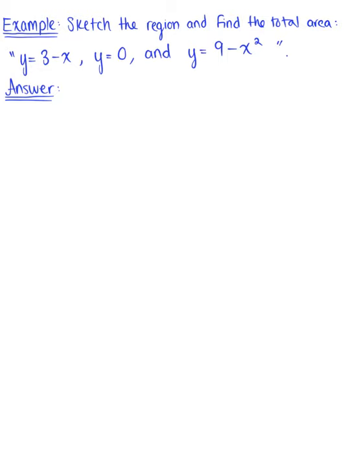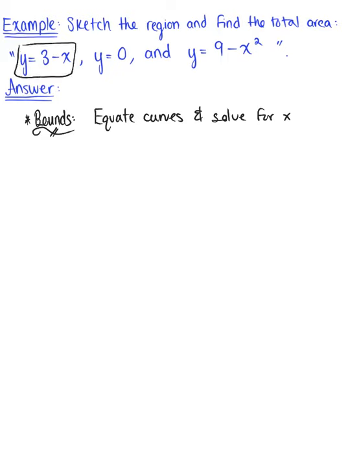So to help us with our sketch, let's actually begin by finding the bounds of this region. What are the bounding x values? So remember, to do that, we'll need to equate the curves and solve for x. So we've got a lot of curves here. I'm going to start with the most exciting ones. Let's take this line, y equals 3 minus x, and the parabola, y is equal to 9 minus x squared.